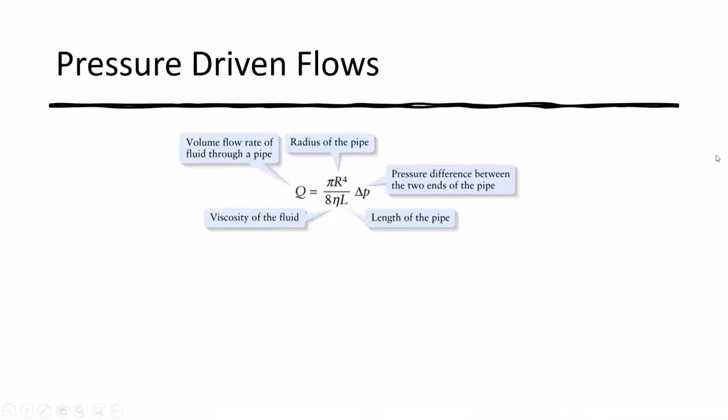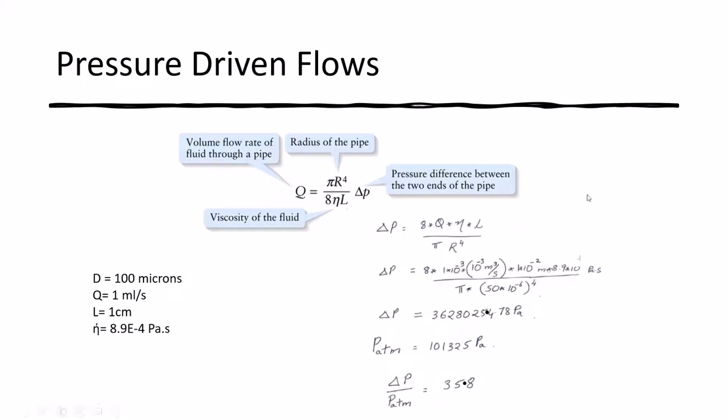What about pressure-driven flows? We can use Hagen-Poiseuille's equation to estimate the pressure drop of a microchannel over a length of 1 centimeter for a flow rate of 1 milliliter per second. Pause and ponder what the magnitude of pressure drop is compared to atmospheric pressure. So if we assume the fluid to be water and then move all the terms to the other side to find delta P, we get this expression. So let's go step by step.